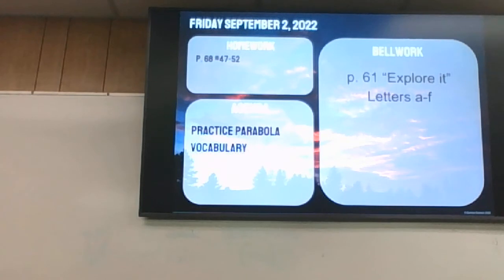Alright, do you want to add one thing to this slide before I go over these? So what you're doing is matching, right? That's what you're doing, and then you're matching the equation to the graph.